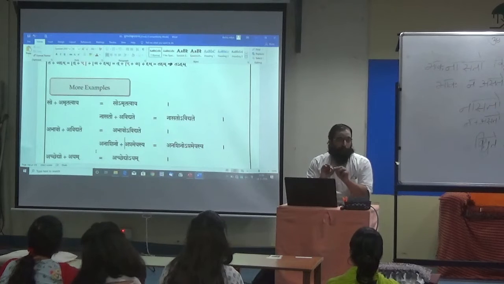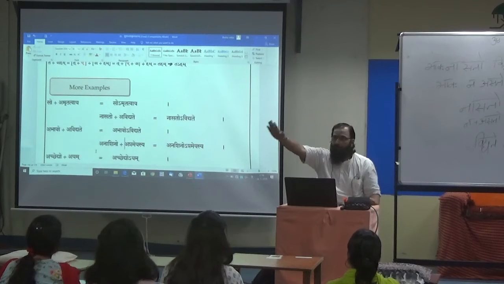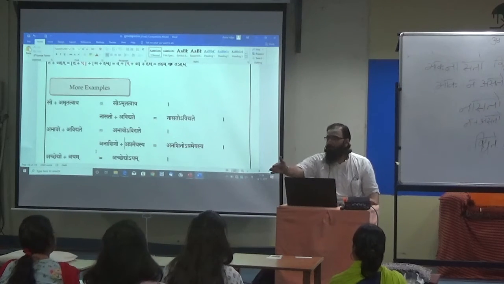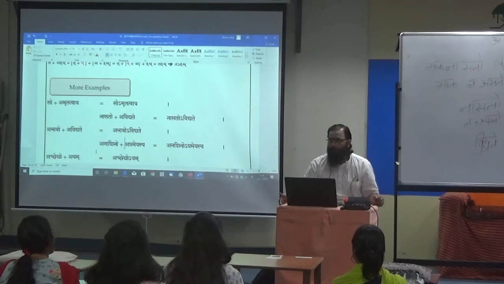Therefore, you should know this. Atma is aprameya. That is the vision of the Shastra. Shastra says Atma cannot be objectified. It is not one of the objects. Right?